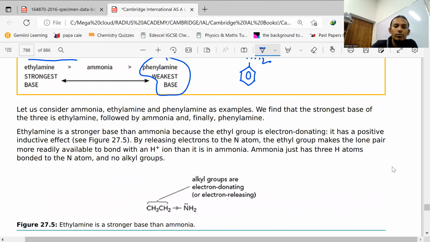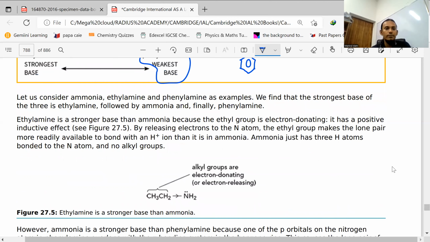So how can you easily explain now? Let us consider ammonia, ethylamine, and phenylamine as examples. We find that the strongest base of these three is ethylamine, followed by ammonia, and finally phenylamine is weakest. Why? Ethylamine is strongest base, then ammonia, because ethyl group is electron donating, so it has a positive inductive effect.